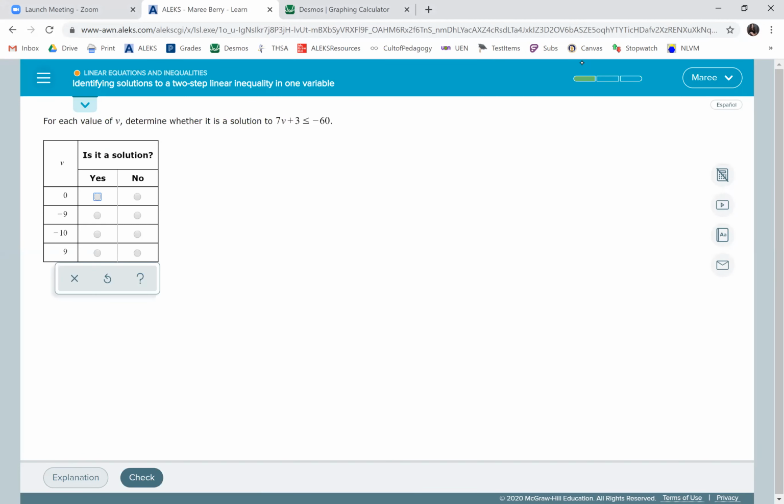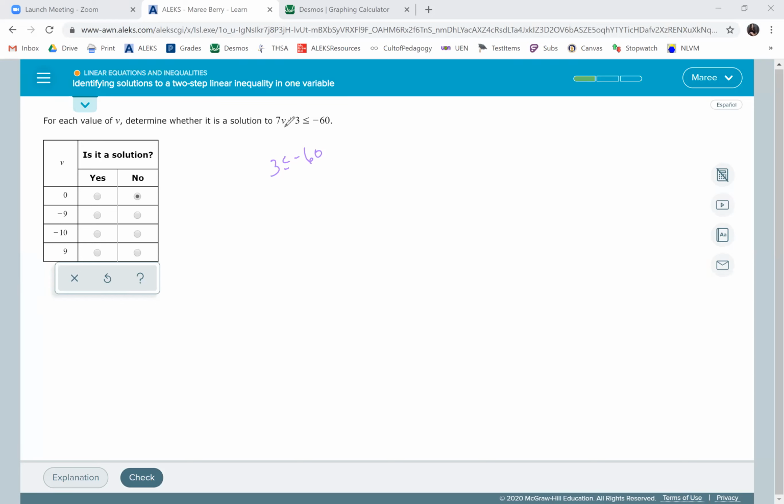Okay, so we're just plugging in for v. So 0, when v is 0. So we have 7 times 0 is 0. Plus 3 is 3. Is 3 less than or equal to -60? It's not. -60 is way smaller. So 0 does not work.